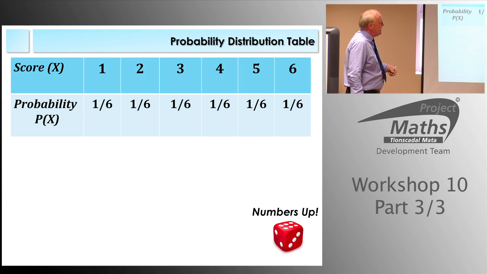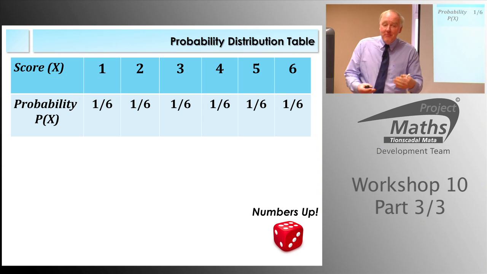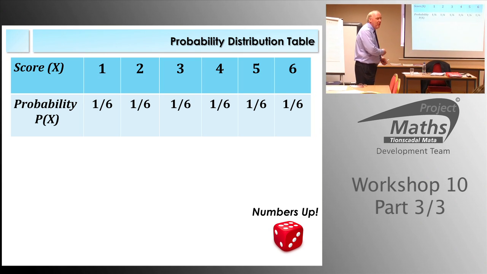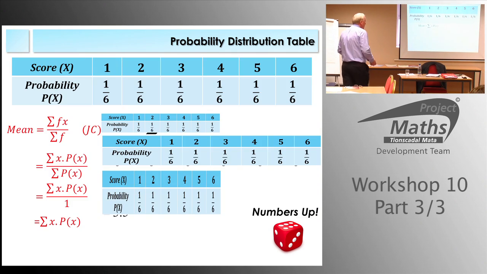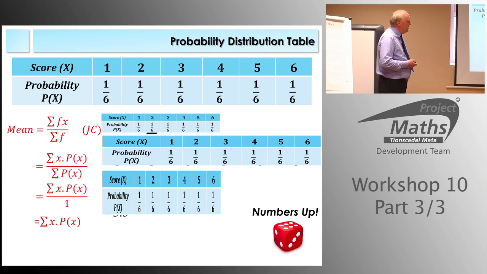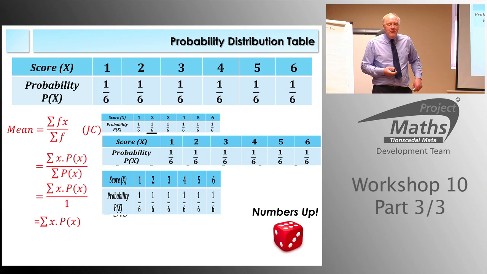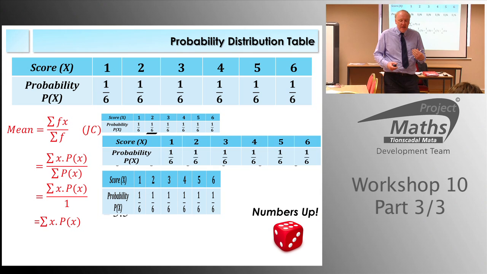Now if I ask to get the average of that, I can go back and say sigma fx over sigma f. But of course, at this stage, they should know that when you add all the probabilities together, you have to get 1. So they can work it out simply by getting sigma x multiplied by its probability of x. 1 by 1 over 6 plus 2 by 1 over 6 plus 3 by and so forth. And we get 3.5.